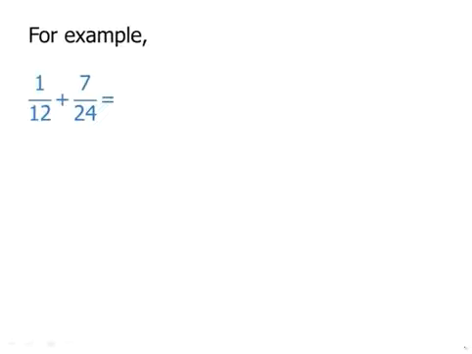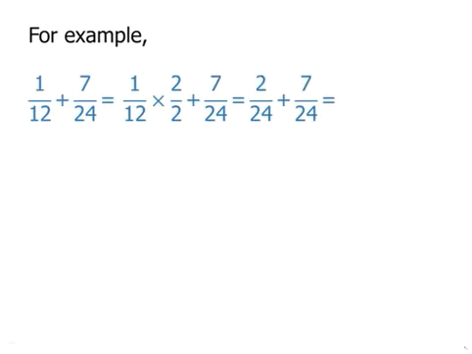Well, notice 24 is actually a multiple of 12. So all I really have to do is multiply the first fraction by 2 over 2. If I multiply by 2 over 2, then immediately I get a common denominator of 24. I can add and simplify.